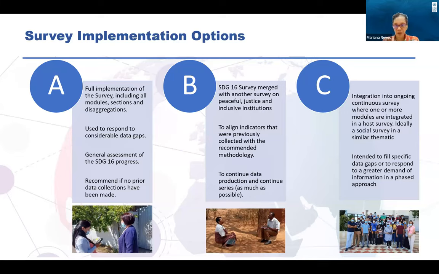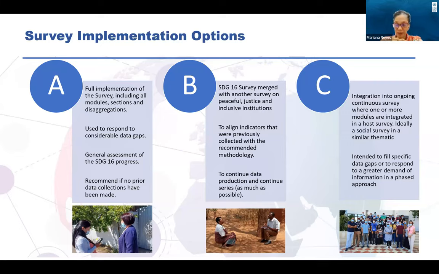For the bribery, GPS before, the governance, peace and security survey collected if the person was a victim of bribery, but it did not measure contact. So we need contact, which is a part of the guidelines of the SDG citizen survey. So that's a B option.